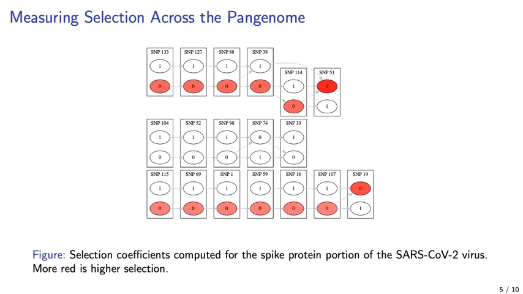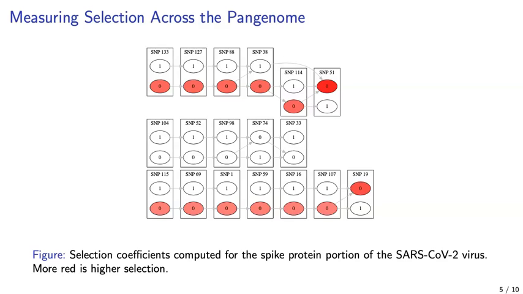So now we have an idea of what a pangenome SNP graph is. Let's think about what it means to measure selection on the pangenome. In the reference case, we could measure selection at each base pair position. In the pangenome case, we'd want to measure selection at each SNP, which we can't represent as a bar graph like before. But one way we've been visualizing it is by coloring our SNP graph nodes according to the selection coefficient that we compute, where the stronger the selection, the darker red the node will be.